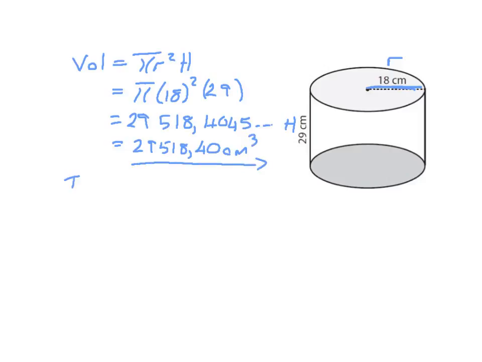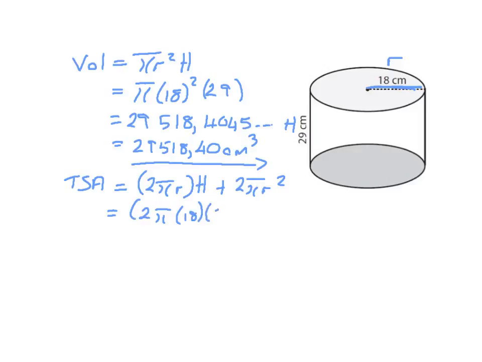For total surface area, the perimeter of its base, and we keep it in brackets, remember, because of BODMAS, multiplied by its height, plus 2 areas, pi r squared. Plug in what we know, 2 times pi, brackets, times 18. It's going to be multiplied by the height of 29. And finish off here with plugging in your radius for 18 squared. BODMAS again, I'm not going to do all the working out like I did in the last one.